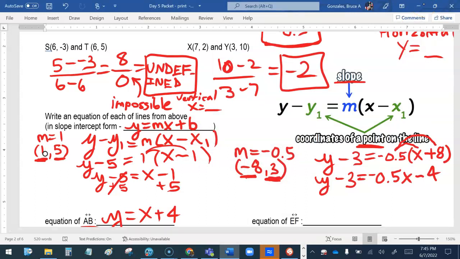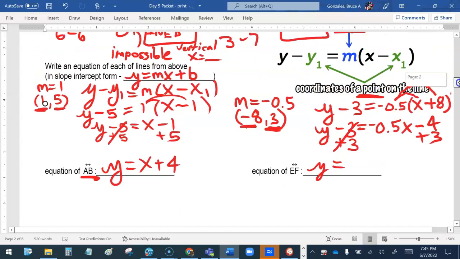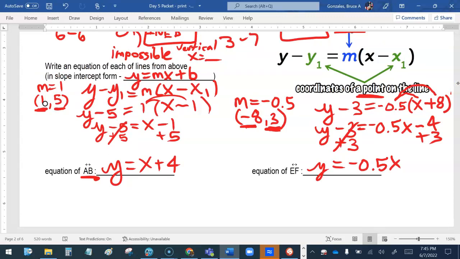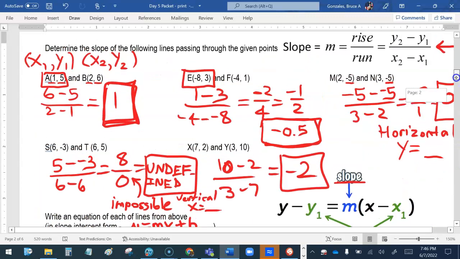We distribute our slope, and our last step is to get rid of this loner by doing the opposite. The opposite of minus 3 is plus 3 on both sides. So I have y equals negative 0.5x, and then negative 4 plus 3 is negative 1. Again, if you're not good at this mentally, use your calculator. It's your friend. All right, we've done 2 of these. I know these can be kind of difficult, with lots of steps, but that's how you do it. You take the slope you found, take one of the points, and plug it into the point slope formula. Now these next 2 are kind of unique, so let's take a look back at them.